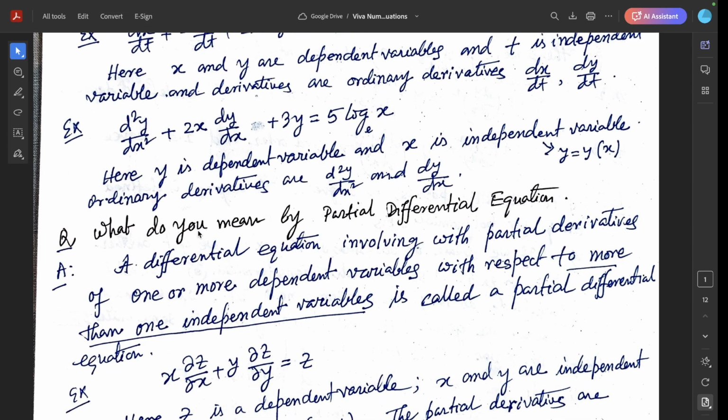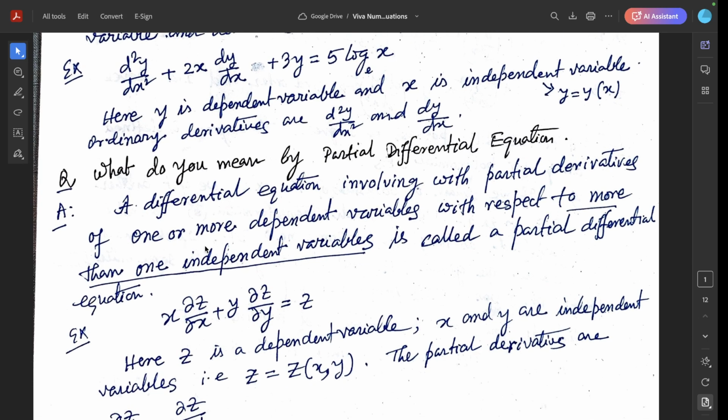Next question. What do you mean by partial differential equation? A differential equation involving partial derivatives of one or more dependent variables with respect to more than one independent variable is called a partial differential equation. For example, x del/del x z plus y del/del y z equal to z. Here z is a dependent variable and x and y are independent variables, that is z is a function of x and y, and the partial derivatives are del/del x z and del/del y z.